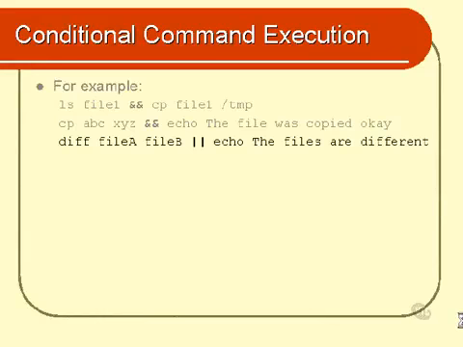Now another example using the double pipe symbol. You can run the diff program. Now if diff finds differences between those two files, then it will return a value of 1, which we can think of as false, which will indeed cause the second command to run in this case. The second command, because we're using a double pipe symbol, will only run if the first command produced a non-zero or an error exit status, which it will do if the files are different.